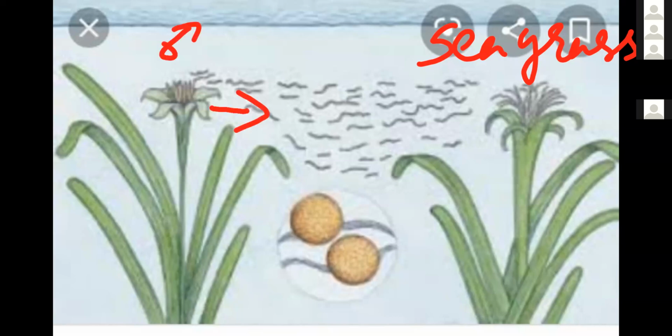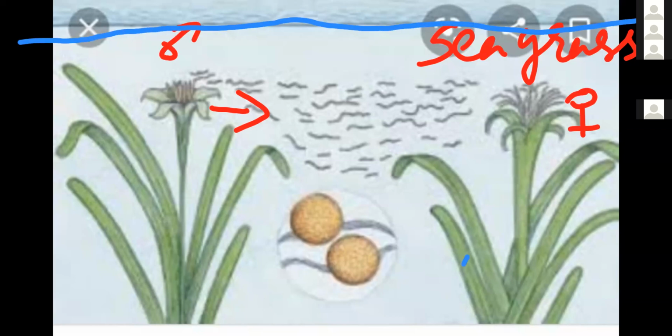Let's say this is the male flower, this is the female flower, and this is the water surface. So now both are underwater. Male has liberated these pollen grains. These pollen grains are released in the water. They will float in the water and will reach the female plant over there and will settle on the stigma.